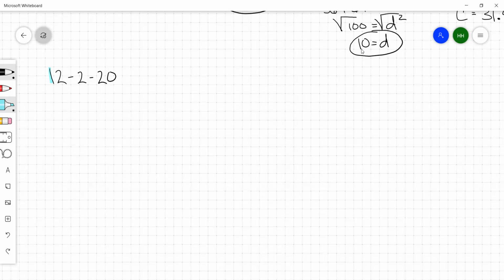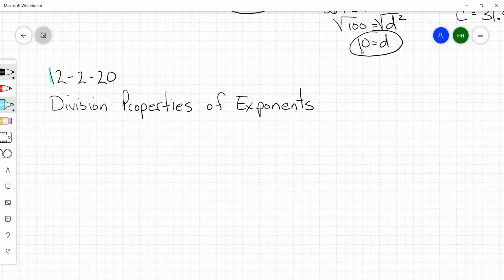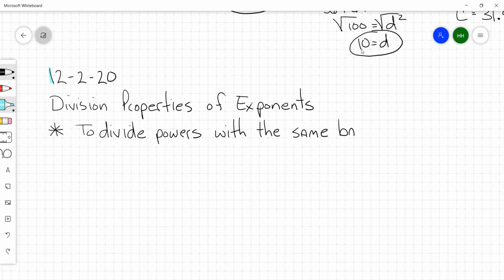All right, today we're going to be talking about division properties of exponents. And the rule here, to divide powers with the same base, subtract the exponents.